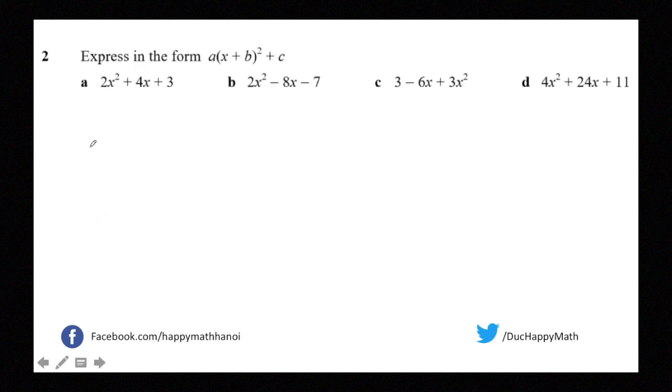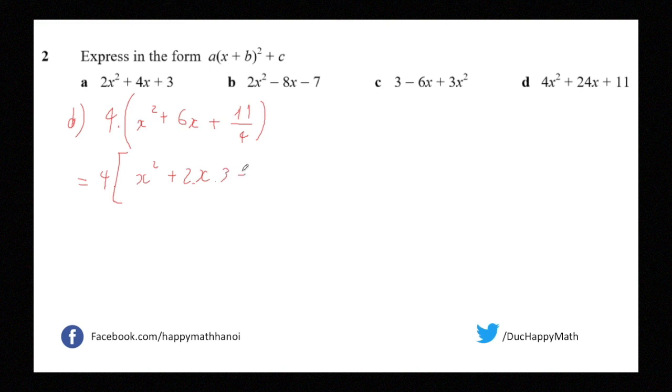Okay, question D. We take the 4 outside: x squared plus 6x plus 11 over 4. It's not easy to count. Okay, so inside the bigger bracket, plus 2ab means 2x, and the value of b is 3, plus b squared minus b squared, and plus 11 over 4.